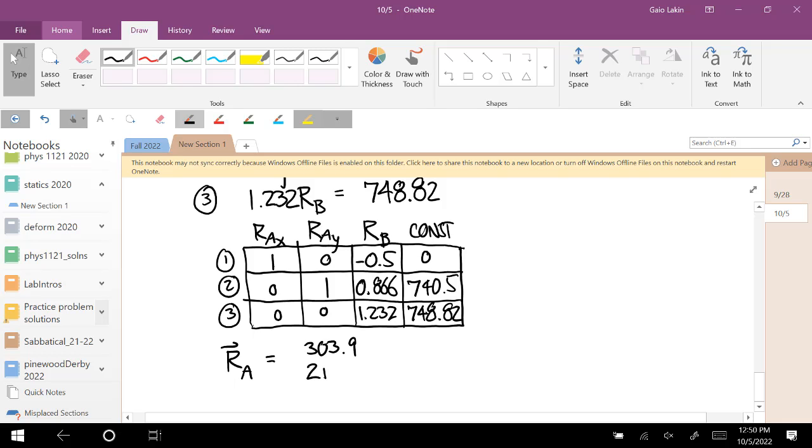And if you solve that, you get an RA vector of 303.9, 214.1, and an RB value of 607.8.